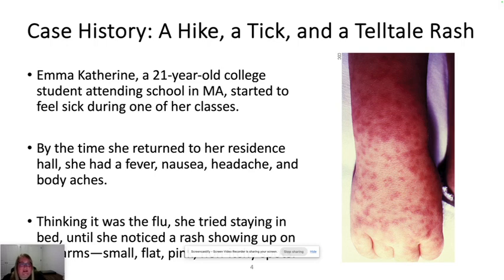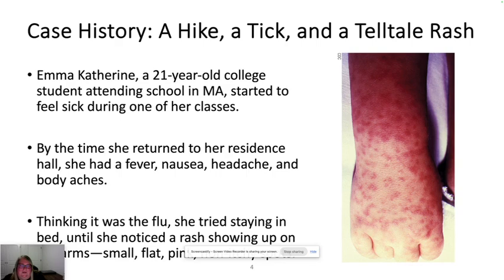Okay, so let's start with a case history. Let's start the story with Emma Catherine. Emma Catherine is a 21-year-old college student who's attending college in Massachusetts. One day she's in class and she starts to feel sick. She has a fever coming on, she's feeling nauseous, she's getting a headache, and her body's starting to ache. By the time class ends, Emma Catherine has determined that she doesn't want to finish her classes for the day, so she's going to go back to her dorm or residence hall and get some sleep.